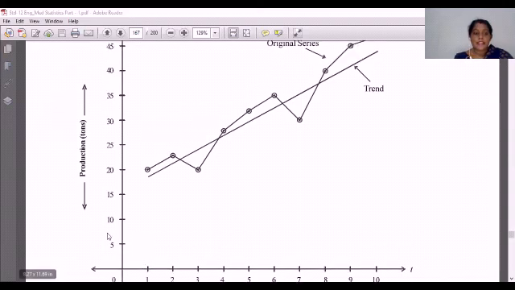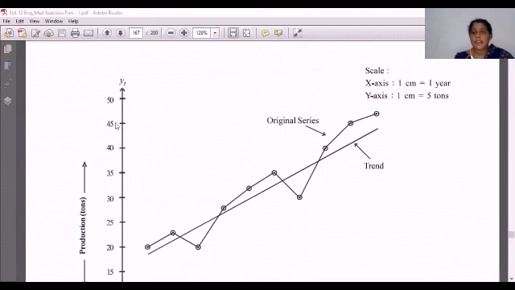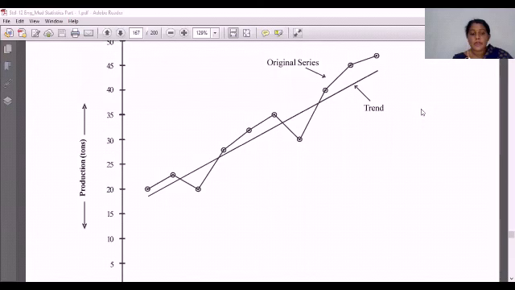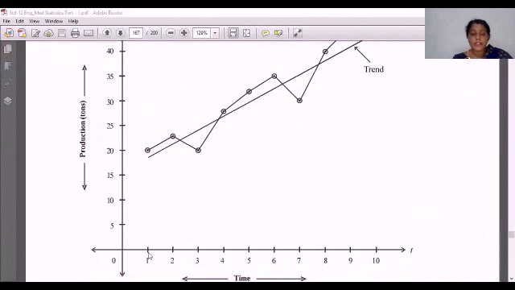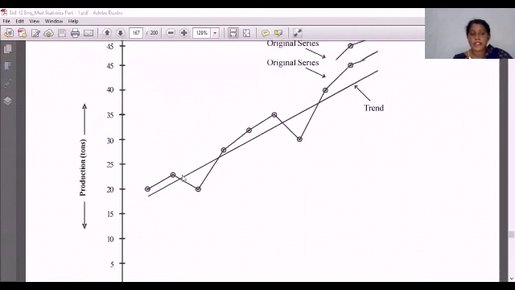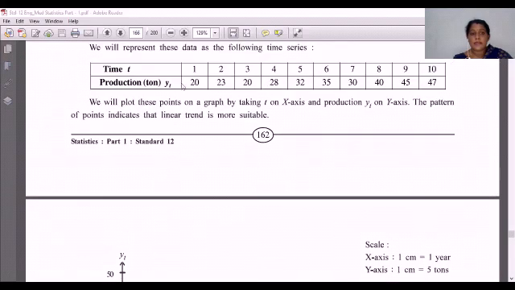So here also we will write 1 to 10, and we write time. On the y-axis production in tons is given, so we have to take a common multiple. Here they have taken multiples of 5: 5, 10, 15, 20 up to 50. Now write the scale: on the x-axis 1 centimeter equals 1 year, and on the y-axis 1 centimeter equals 5 tons. Now you have to make dots. The first year is 20 tons.